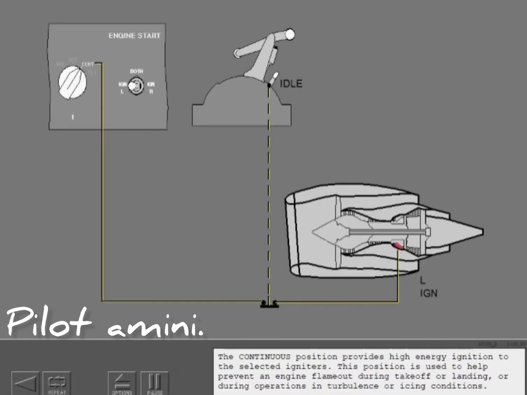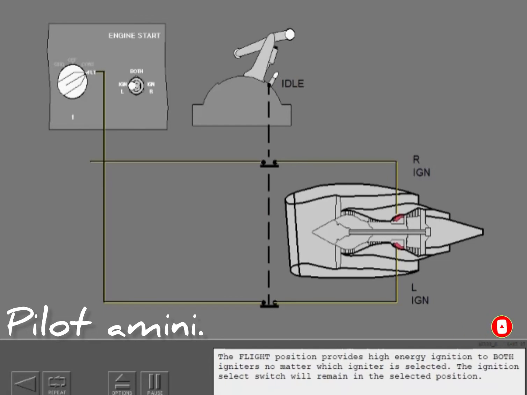The continuous position provides high-energy ignition to the selected igniters. This position is used to help prevent an engine flameout during takeoff or landing, or during operations in turbulence or icing conditions. The flight position provides high-energy ignition to both igniters, no matter which igniter is selected. The ignition select switch will remain in the selected position.